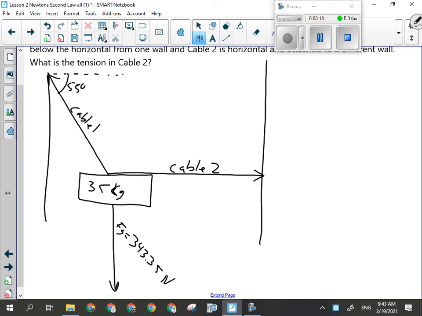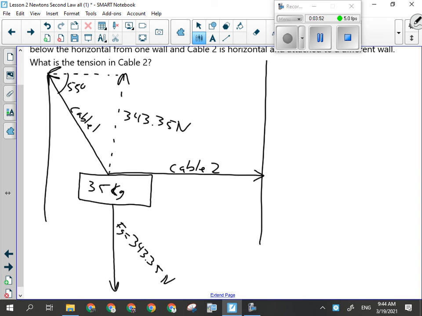Okay, here's what we're doing. Cable 1 is pulling at an angle. So it's got two vector components, right? Because it's pulling at an angle, it's pulling horizontally this way and vertically up. Since the sign isn't moving, this vertical component of cable 1 is 343.35 newtons. It has to be, or the sign would be moving vertically.